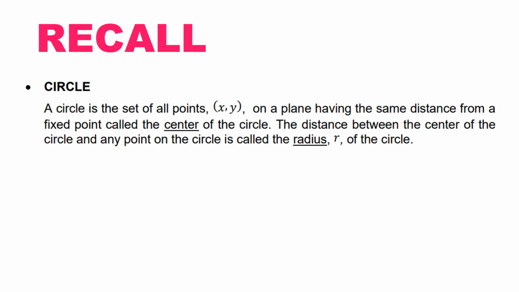First, we need to recall the definition of a circle. A circle is the set of all points x and y on a plane having the same distance from a fixed point called the center of the circle. The distance between the center of the circle and any point on the circle is called the radius, which is represented by r.